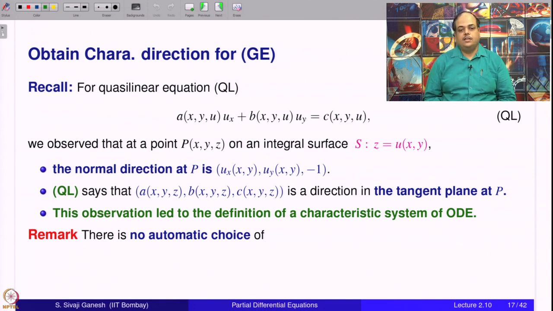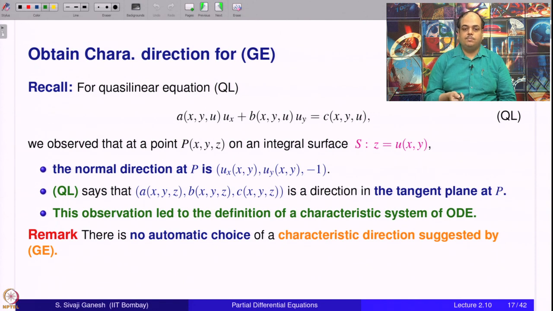Now, remark that there is no automatic choice of characteristic direction suggested by the general equation. The QL suggested very easily (A, B, C) is perpendicular to (u_x, u_y, minus 1). Therefore, (A, B, C) is a direction in the tangent plane, but GE simply says f of x, y, u, u_x, u_y equal to 0. So, there is no directly suggested characteristic direction by the equation GE.